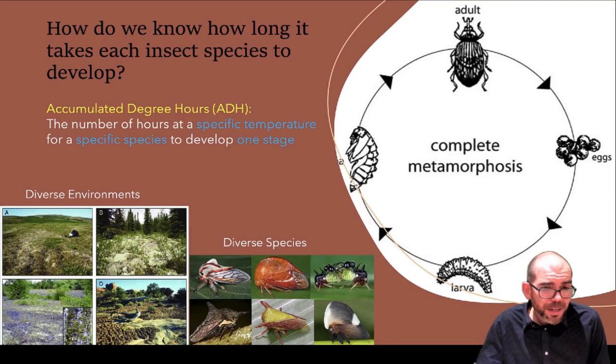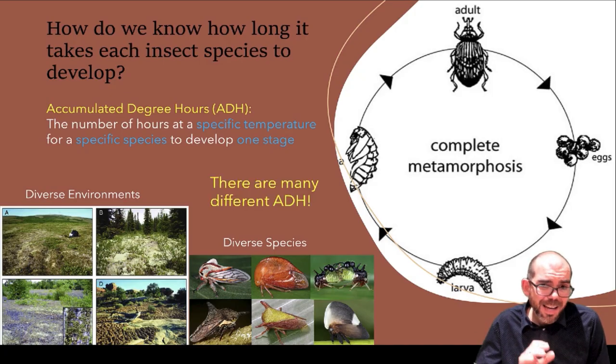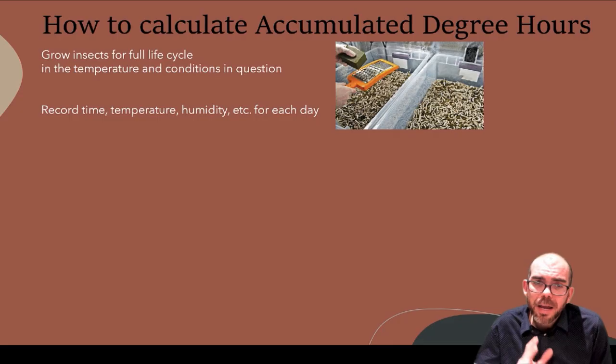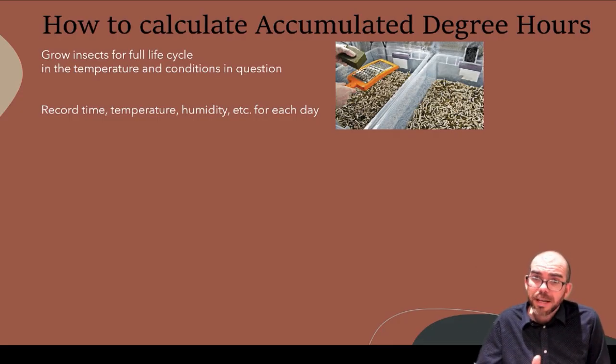Because there are so many different environments out in the wild, deserts, rainforests, taigas, and there are so many diverse species, we need to calculate the ADH for every single species in every single environment for each condition. That's a lot of math. Here's how you do it. If I want to scientifically determine the ADH, I just need to recreate the conditions I need to understand. I need to grow insects through the full life cycle in the same temperature and conditions that I find at the crime scene, and then each day record the temperature, humidity, and the life development of the insect.